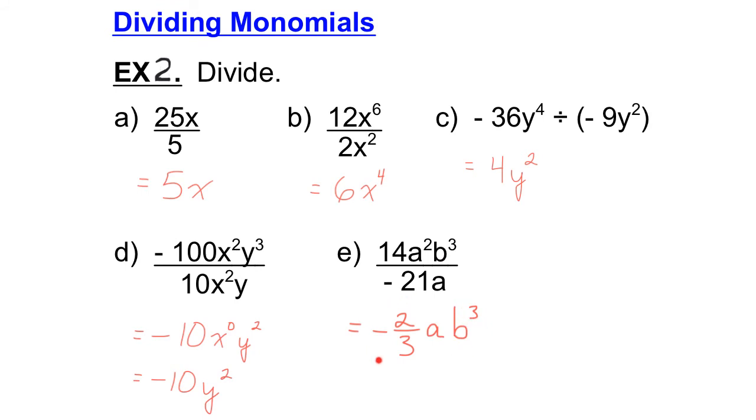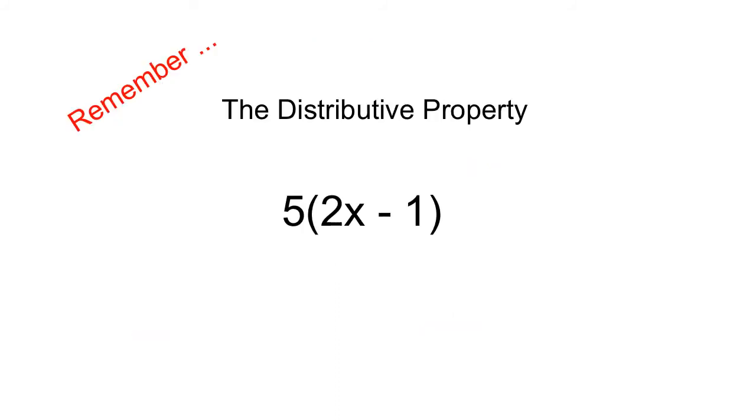Now, just a note about this one. You could also write this one like this. They mean the exact same thing. Now, before we move on to the next examples, just remember, this is something we talked about in Spiral 1. This is the distributive property.